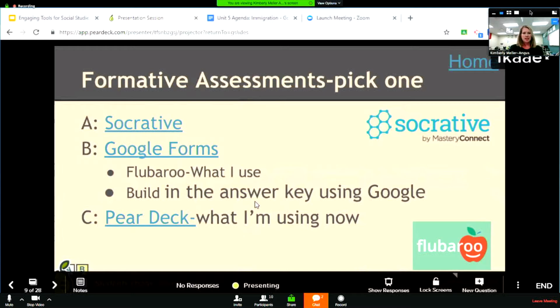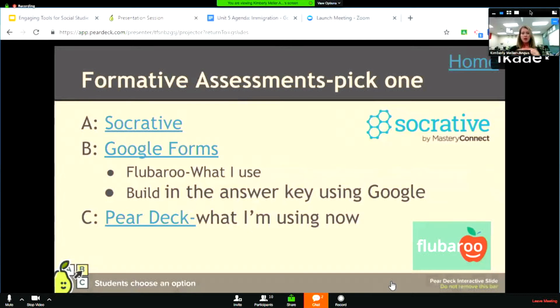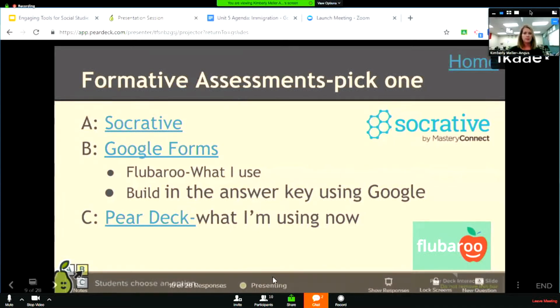All right, these are the 3 kind of big ones that are used in my district. Which one would you like to know more about that I can start with first? Pear Deck, again, is what I'm using now. Flubaroo, something I use all the time. And Socrative is something that I would say the South Side uses a lot. I'm not as familiar with, but I steal a lot of their information through it.